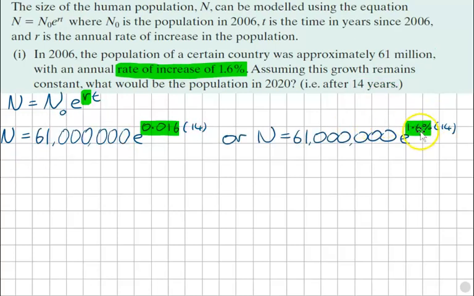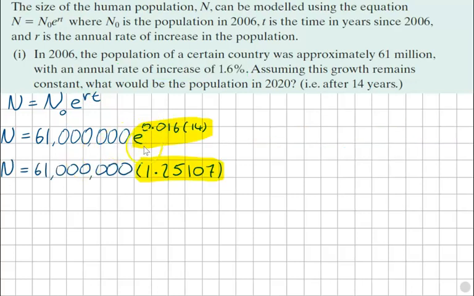Or you could have 1.6 with a percentage symbol instead if you don't want a decimal, or if you're a bit unsure with your decimal places. But just make sure that you don't use 1.6. It has to be 1.6 with a percentage symbol. So e to the power of 0.016 times 14 gives us 1.25107. I've just rounded to 5 decimal places here. That's enough. I wouldn't round any smaller than that, or you'll get an error in your answer.